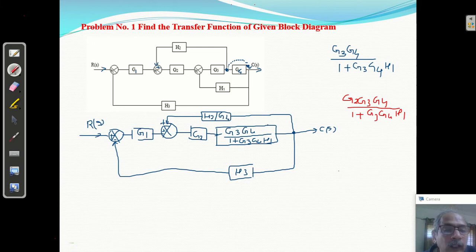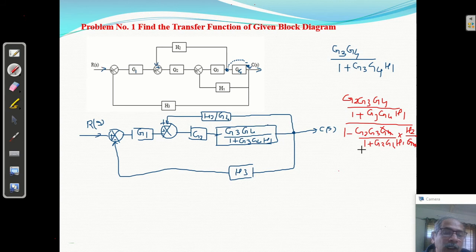So what is the value? 1 upon 1, because it is positive feedback, so negative GS. GS means this G2, G3, G4 upon 1 plus G3, G4, H1. This is G of S. So GS upon 1 minus GS HS is what? H2 upon G4. H2 upon G4. So you can see this and this will be cancelled.